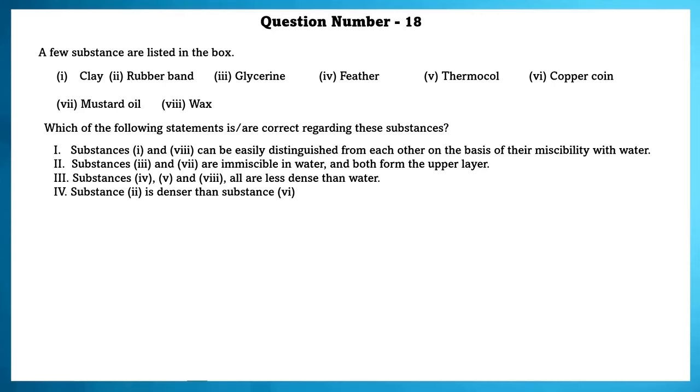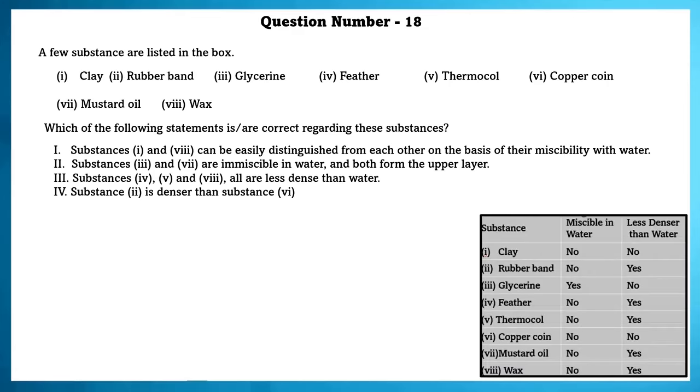Question number 18. A few substances are listed in the box. Which of the following statements is or are correct regarding these substances? First, let us form a table using these substances. In the table, we will see whether these substances are miscible in water and less dense than water. Now let us move on to the statements.